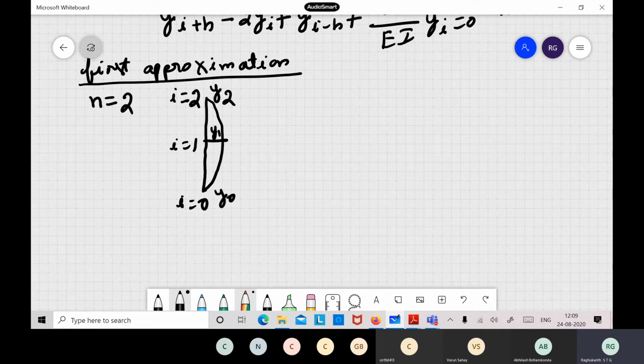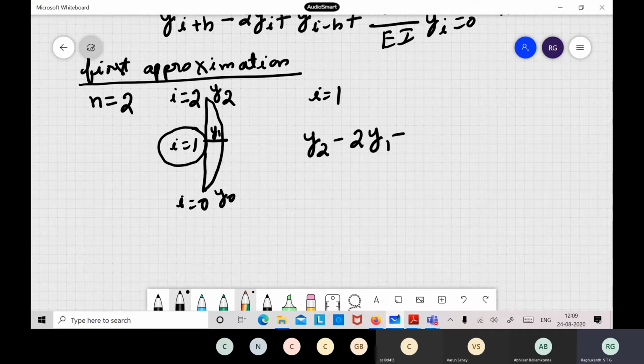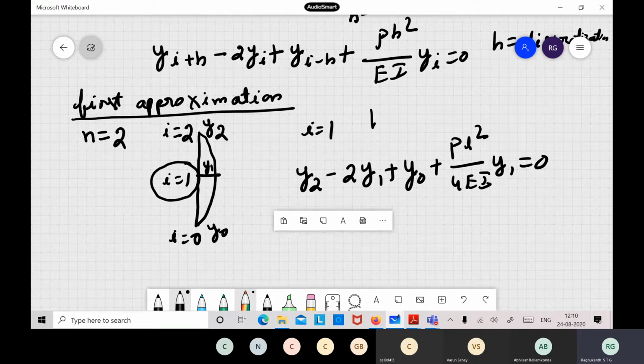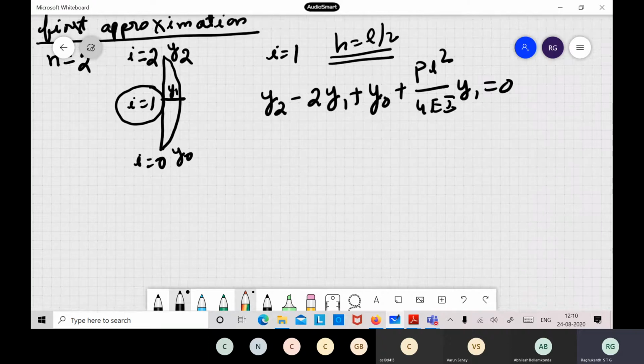So now if I try to write the final difference equation at i is equal to 1, we can write it as y2 minus 2 times y1 plus y0, plus PL square by 4EI into y1 is equal to 0, because our h is nothing but L by 2. So now this is our final difference equation.